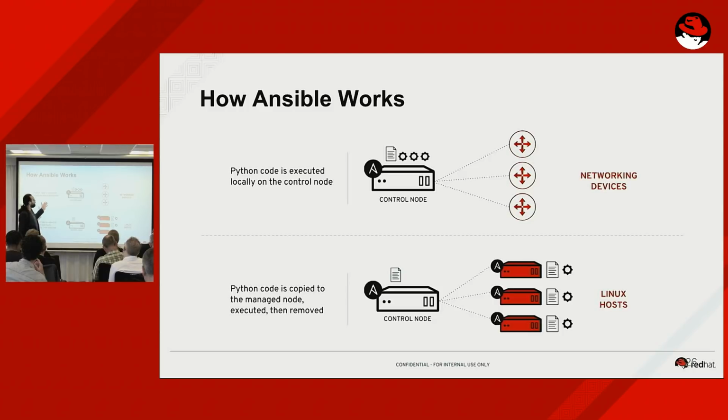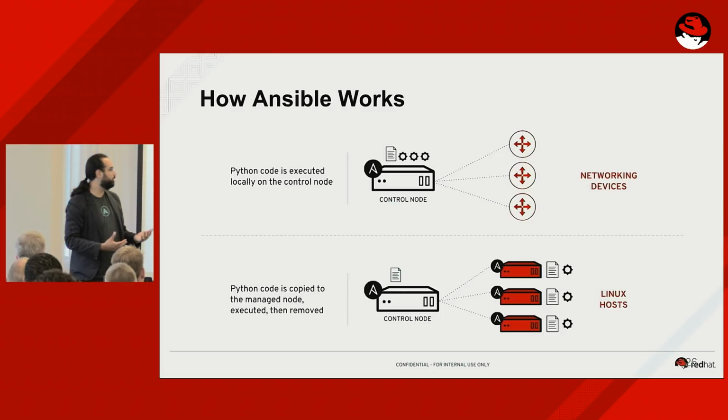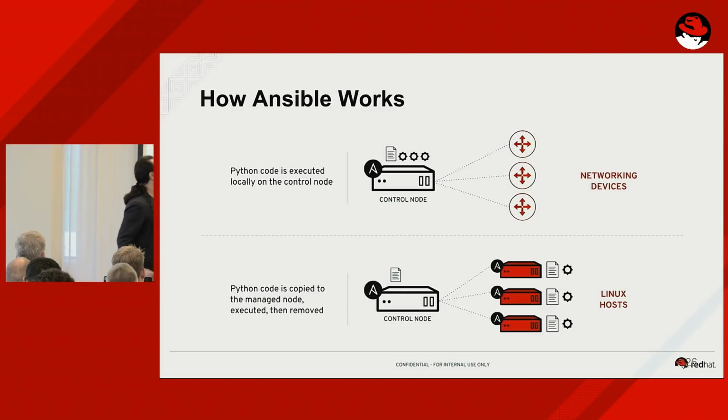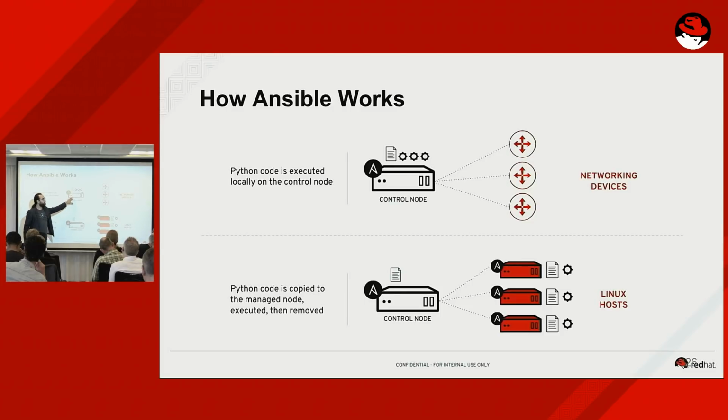In the case of network, we cannot create a file, copy the file to the network device and run from there. So what we do is that everything runs from the control node, and what we send to the device back and forth are the commands in the same way as we do when you are in the CLI, or API if we are using API to the device, or NETCONF if we are using NETCONF to interact with the device. Most of the time over SSH.